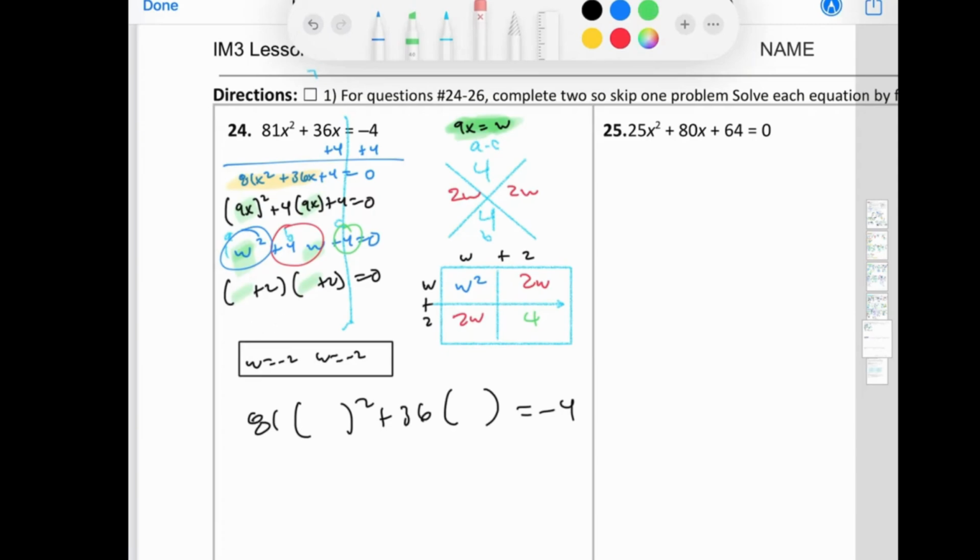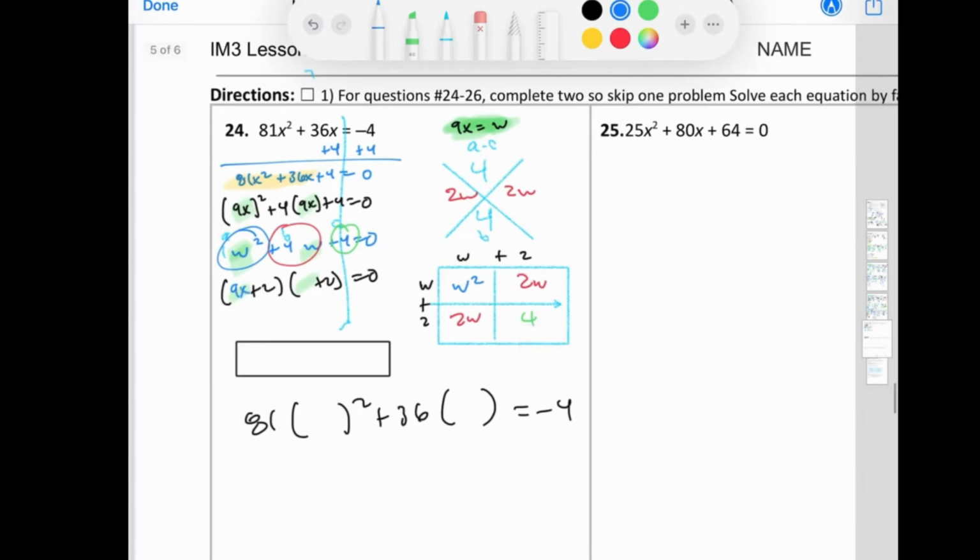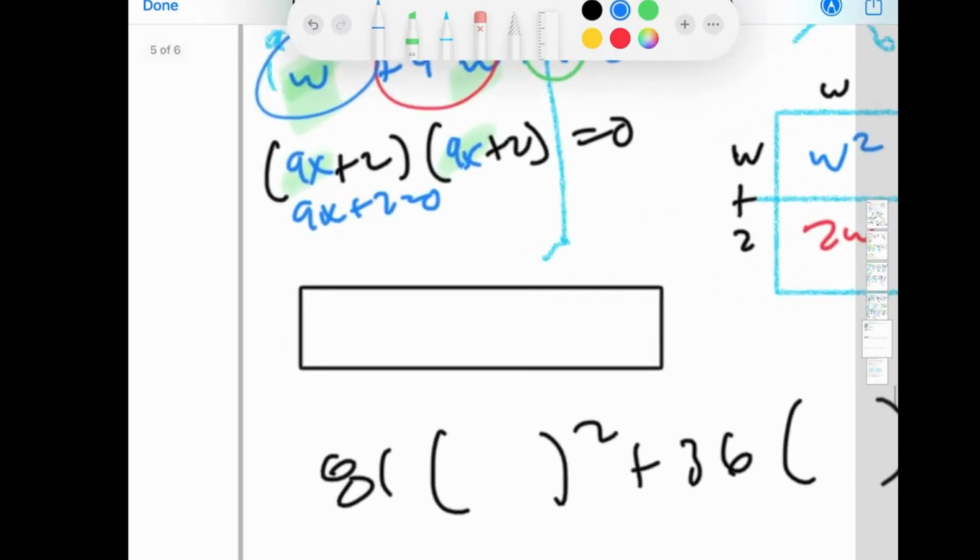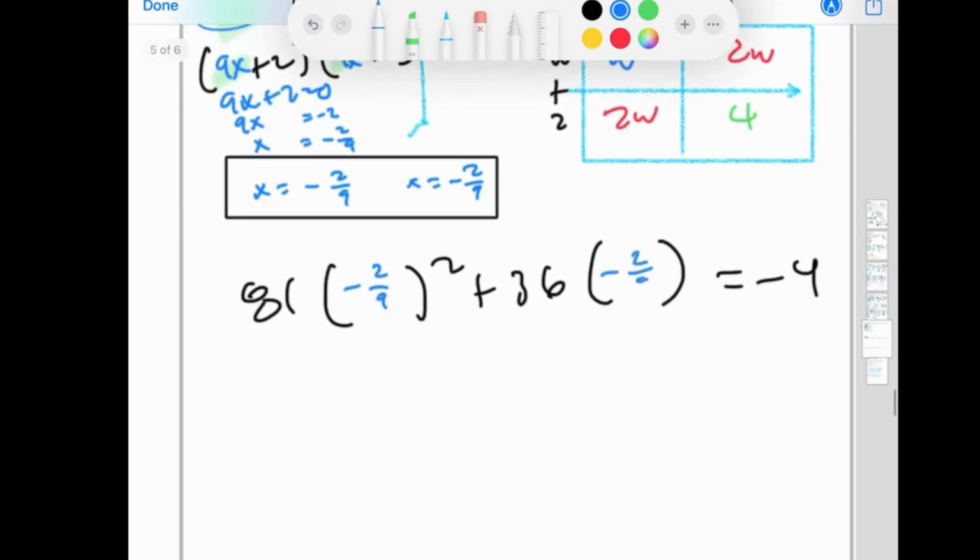Okay, so 2 up to 9x. So 9x plus 2 equals 0. 9x equals negative 2. X equals negative 2/9. So negative 2/9. Negative 2/9. This would be double, right? There's two of them.